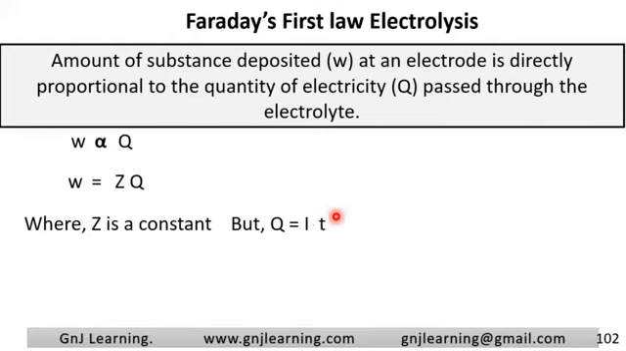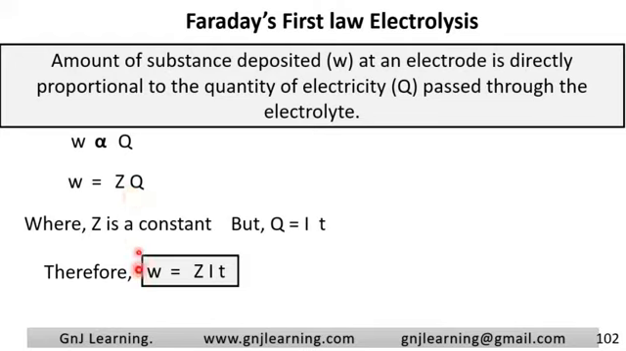So if I am passing a current for a specific amount of time, then that current into time will give the charge of electricity passed through the electrolyte. So I can substitute here for Q, W is equal to Z into I T. An important formula to memorize. W is equal to Z into I T. Z is a constant for a particular electrolyte, I is the current, and T is the time. Instead of this, I can also use this formula, W is equal to Z into Q.